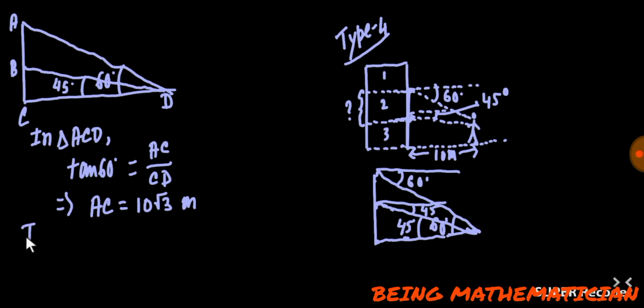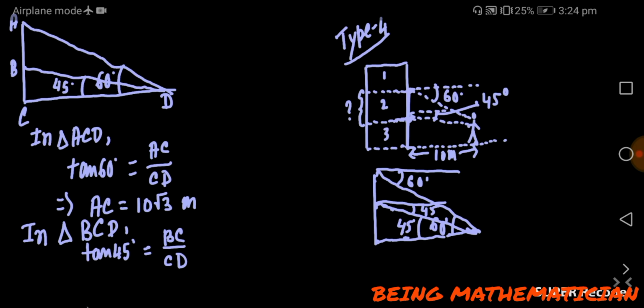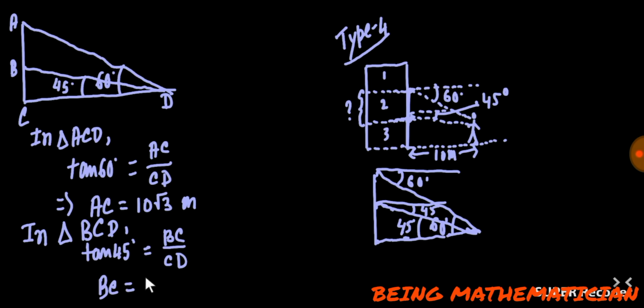Now consider the triangle BCD. So tan 45 degree equal to BC by CD. So as tan 45 is 1, so BC will be 10 meter. So this is 1 and 2.